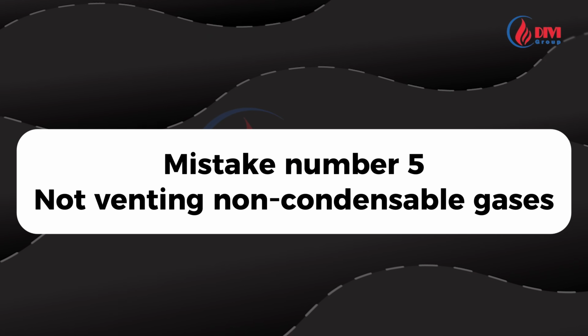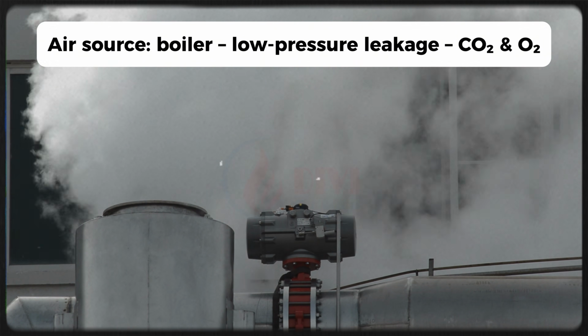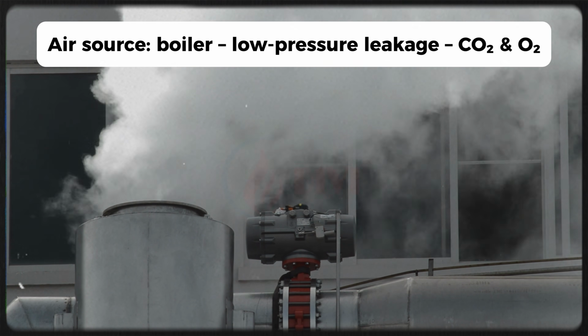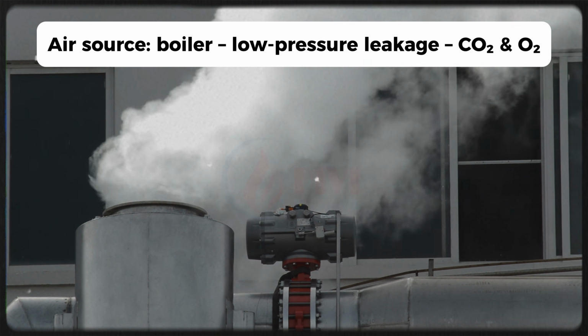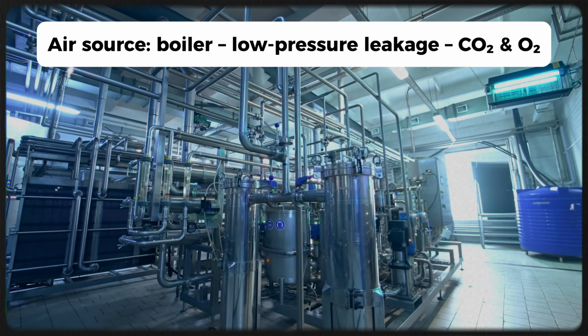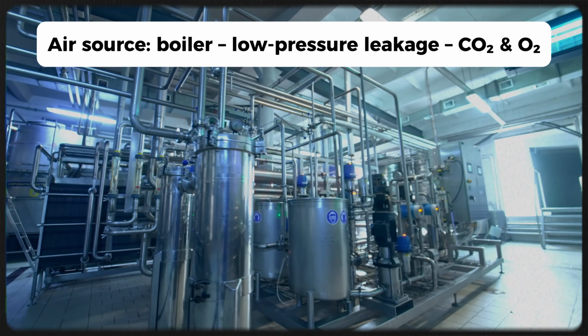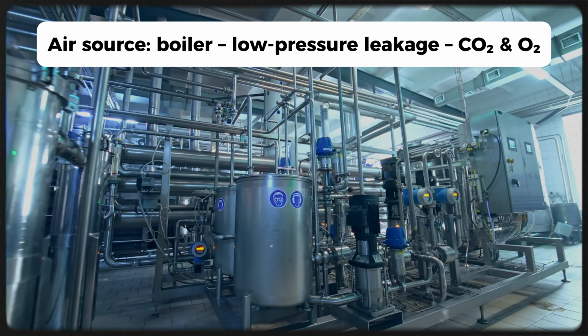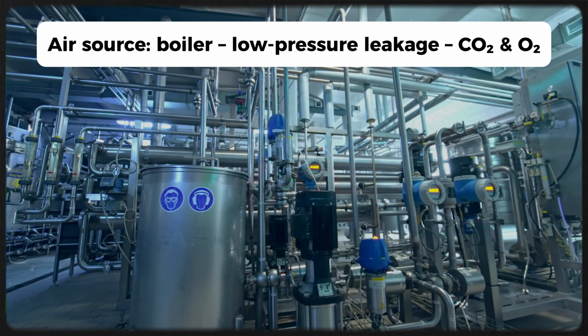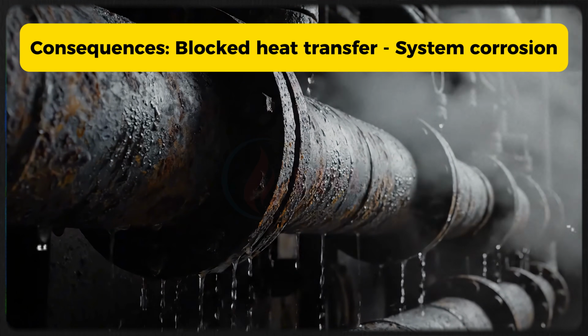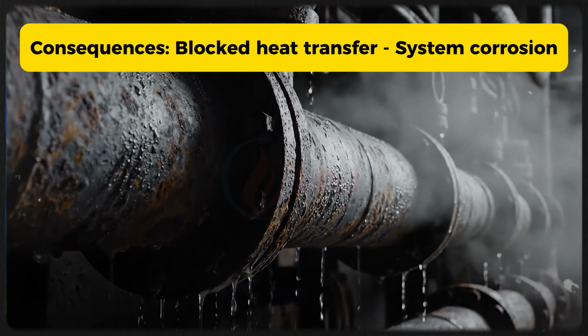Mistake number 5, not venting non-condensable gases. Where do non-condensable gases come from? They often originate from the steam supply if the boiler doesn't have a deaerator. Even with a deaerator, CO2 and O2 cannot be removed completely. Additionally, after equipment replacement or when piping has pressure leaks, outside air can infiltrate the system.